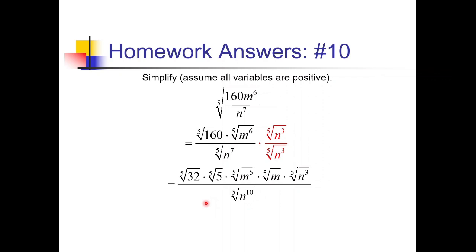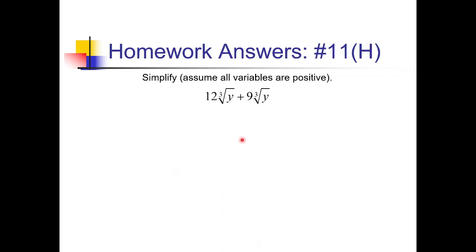Alright, so we've done a lot of work to get here. Going through now and taking some fifth roots. Fifth root of 32 is 2. Fifth root of m to the 5th is going to be just m. And what else is up here? We still have a fifth root of 5, an m, and an n cubed that can all move in together inside one big fifth root. So 5m and n cubed. And down here, the fifth root of n to the 10th, 10 divided by 5, that's going to give us an n squared. And that is as good as it gets.